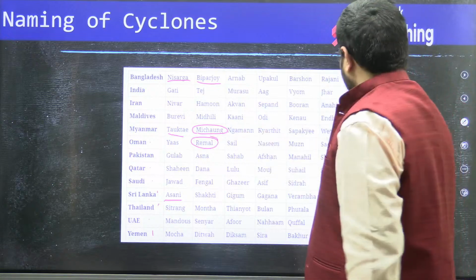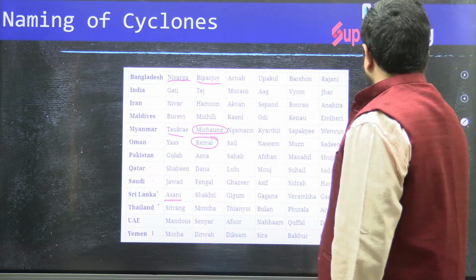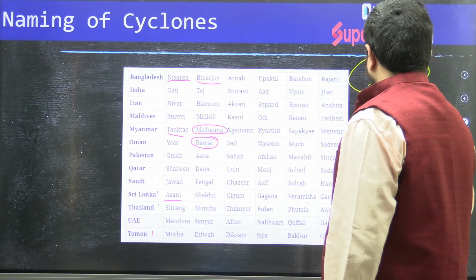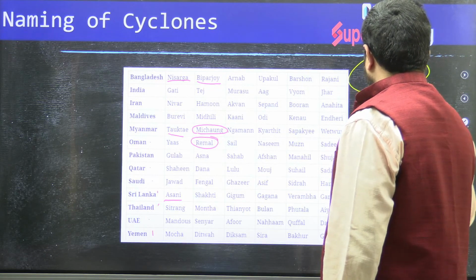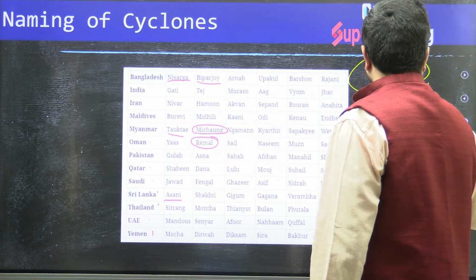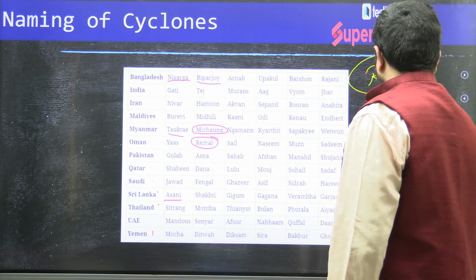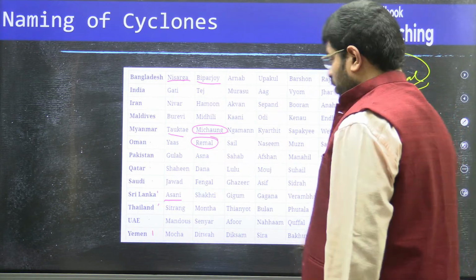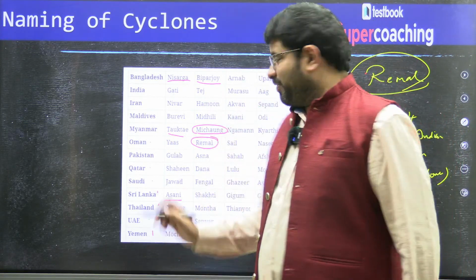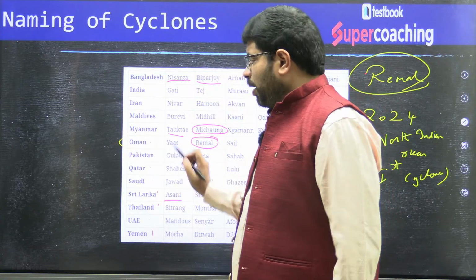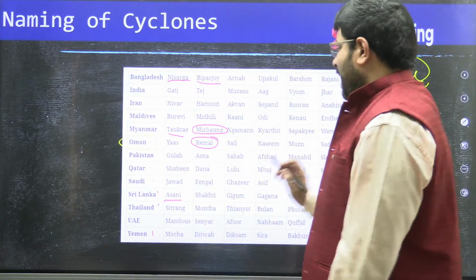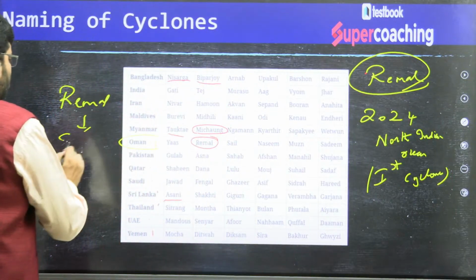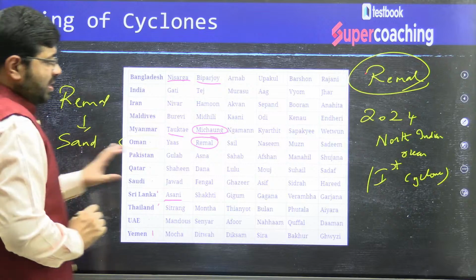So this is the Remal. This is the first cyclone of 2024 in the Northern Indian Ocean. First cyclone of 2024. And which country has given the name Remal? Oman. What does Remal mean? Sand. Remal means sand. So these are the basic ideas.